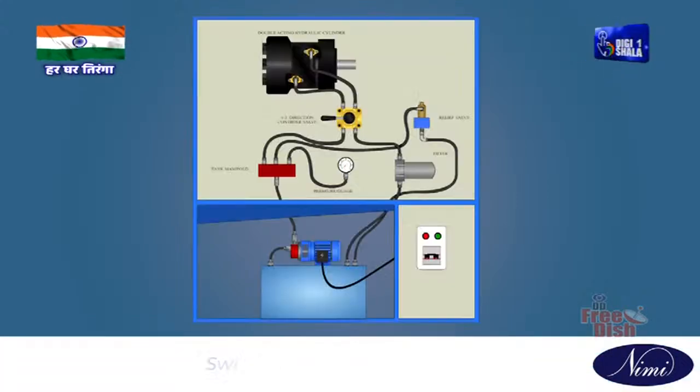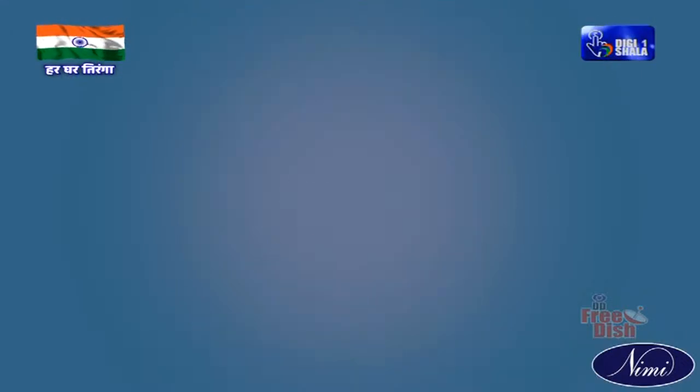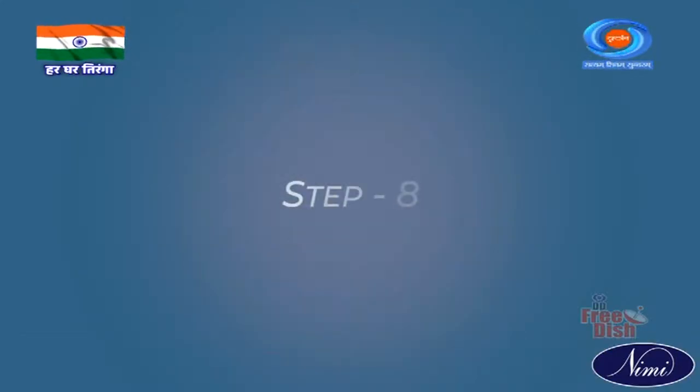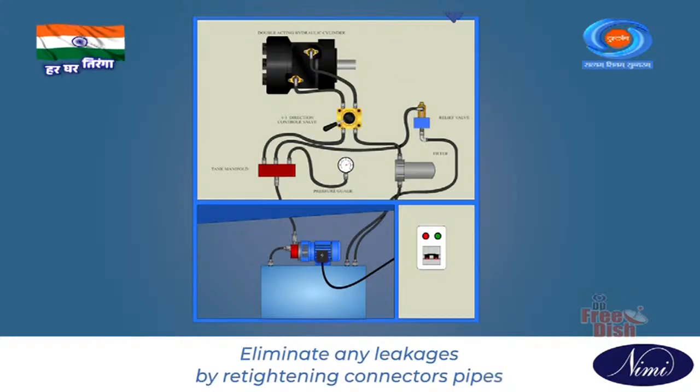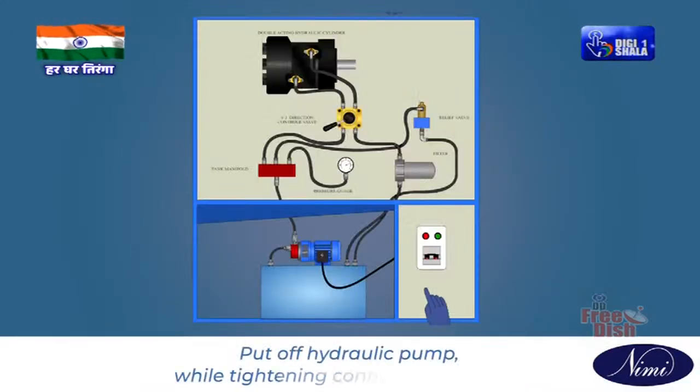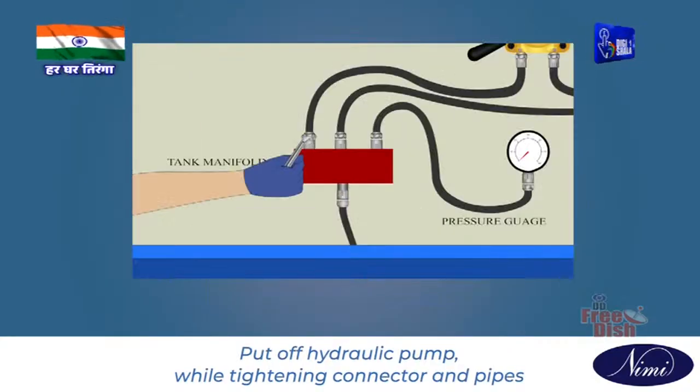Step 6. Switch on the hydraulic pump. Step 7. Inspect the circuit for any leakages. Step 8. Eliminate any leakages by retightening connectors and pipes. Step 9. Put off the hydraulic pump while tightening connectors and pipes.